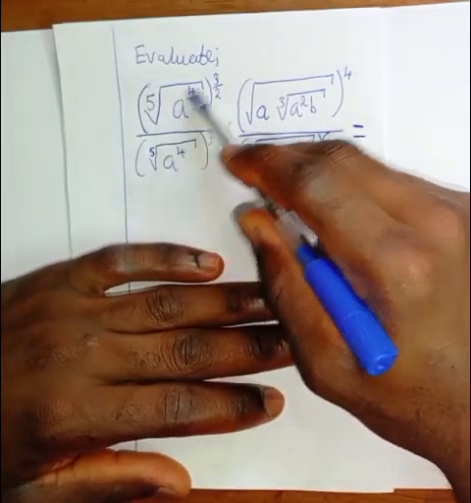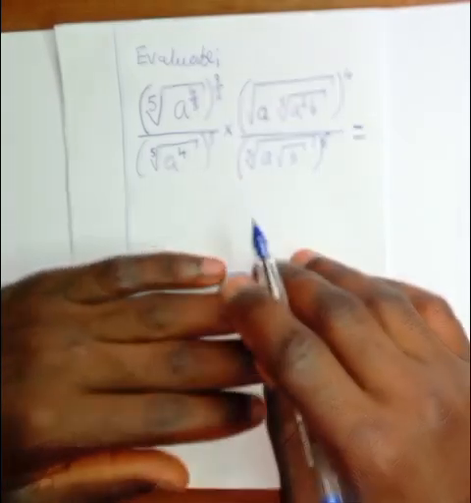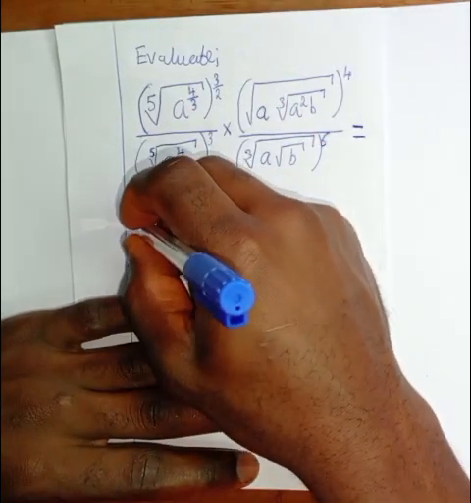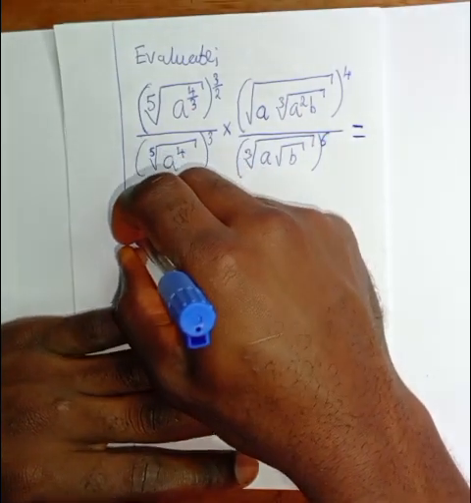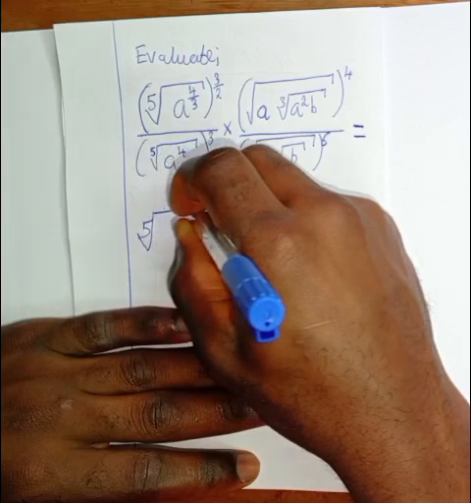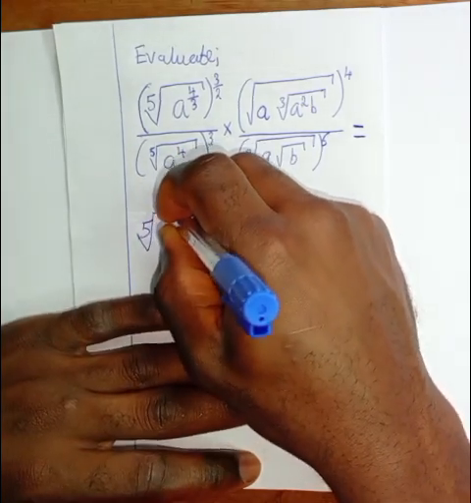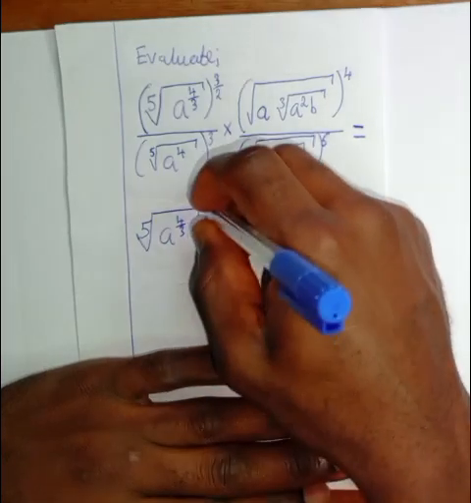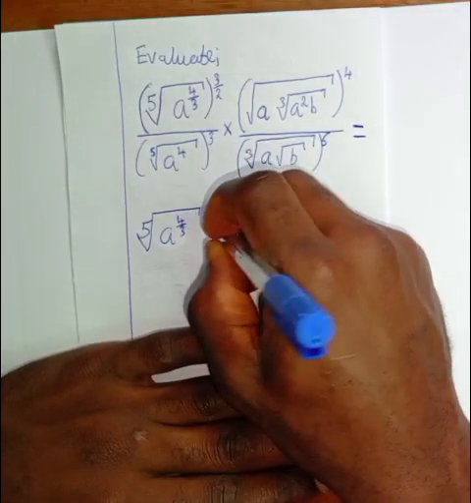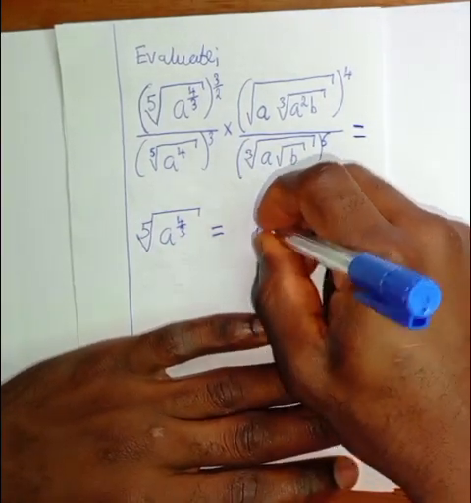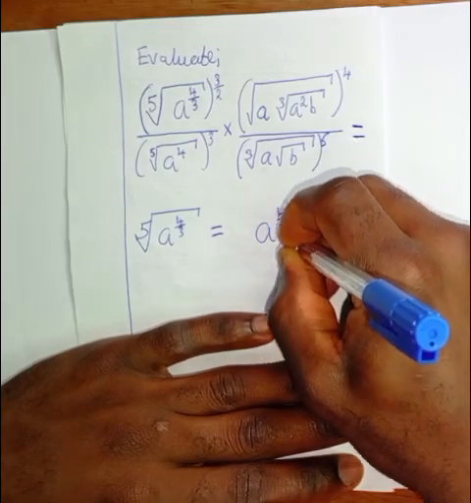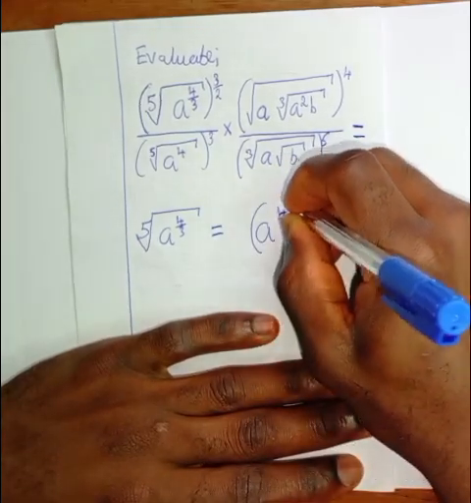We have to evaluate this. First, we are going to take the fifth root of a raised to the power 4/3. We know this will simply be equal to a raised to the power 4/3, all this raised to the power 1/5.